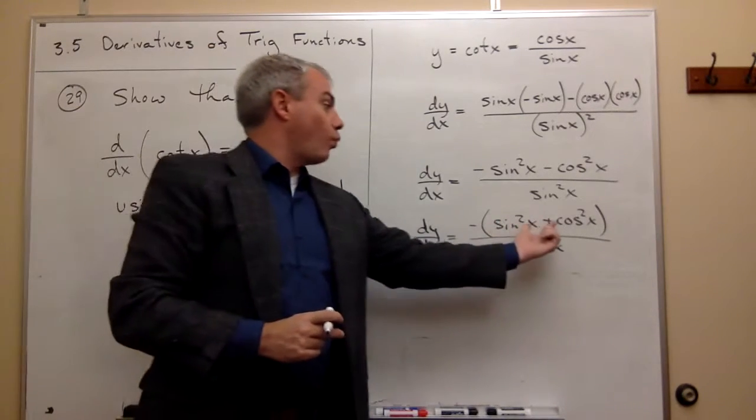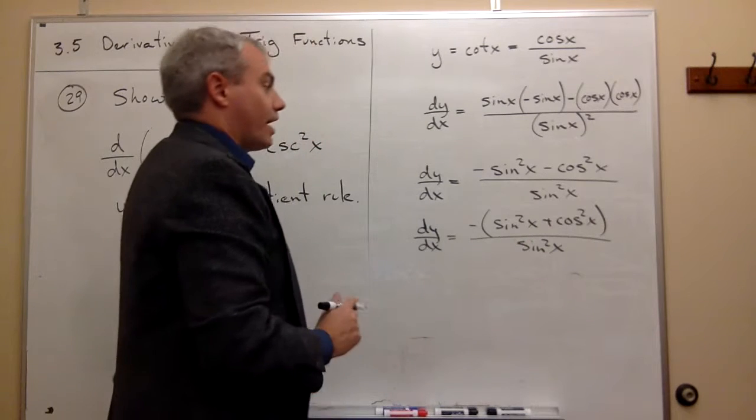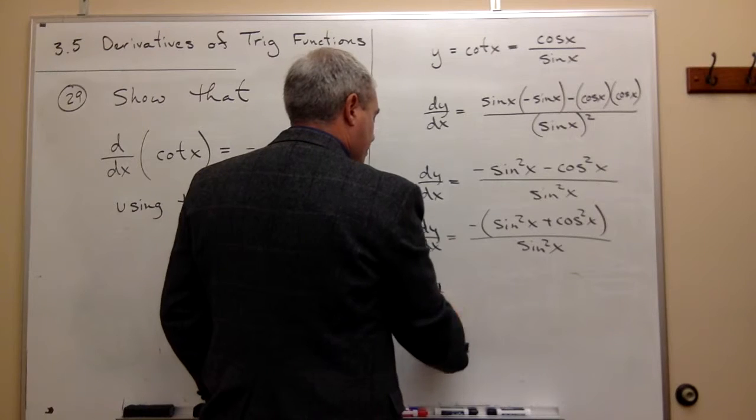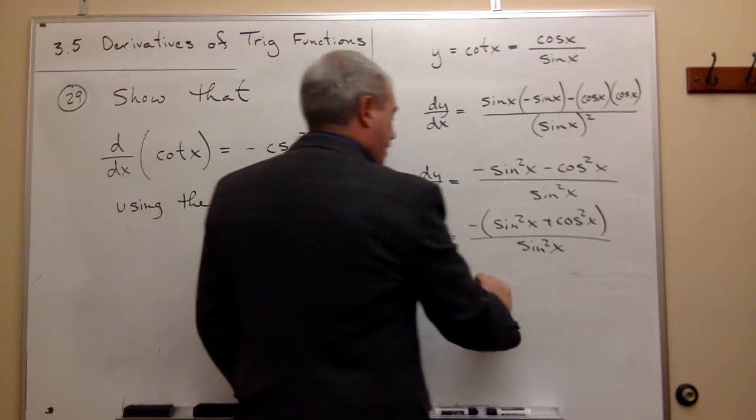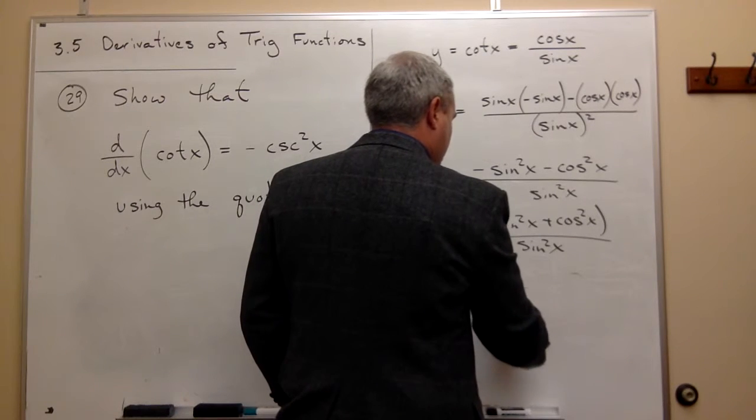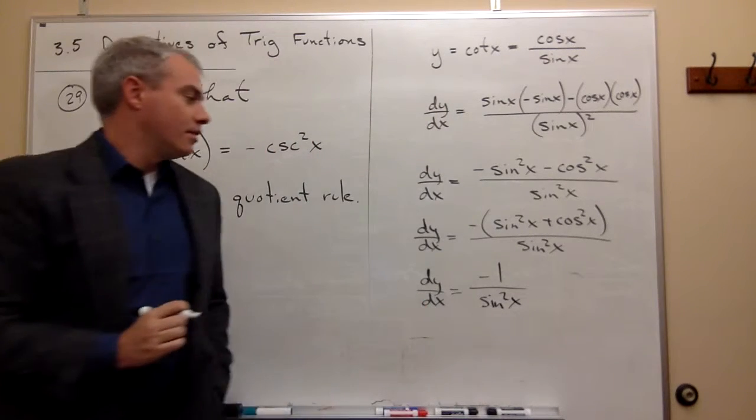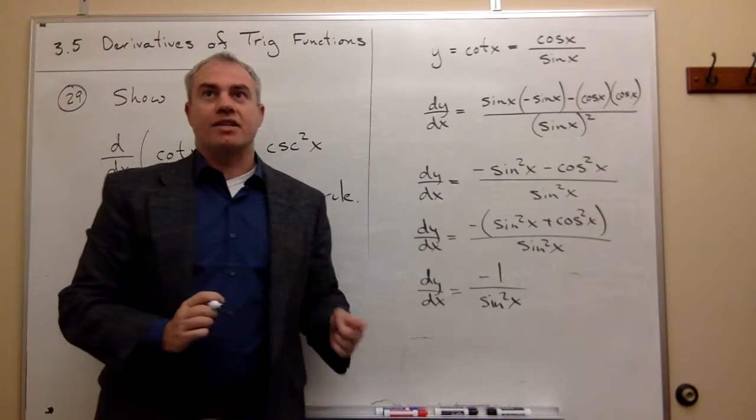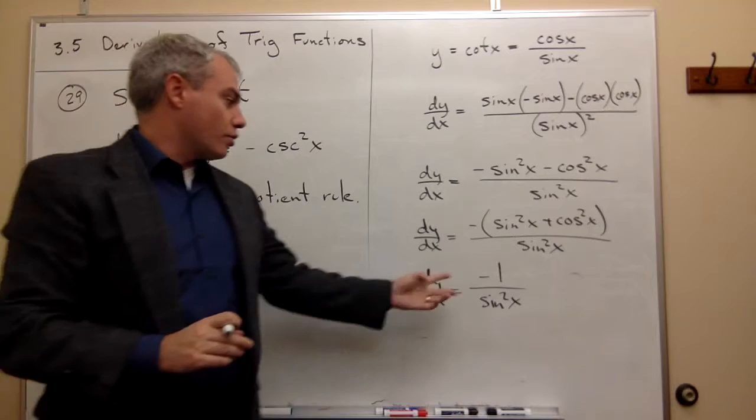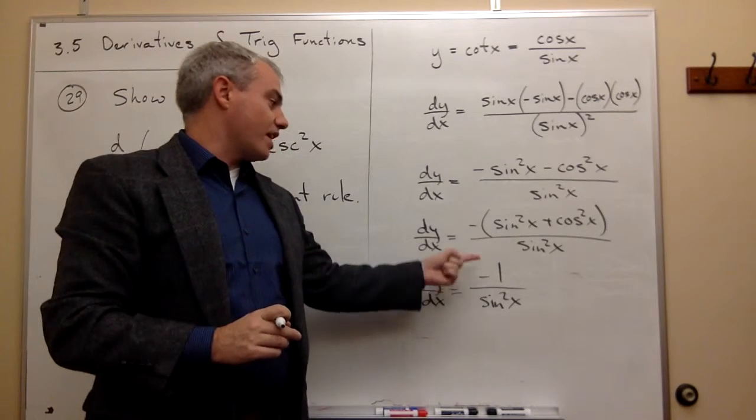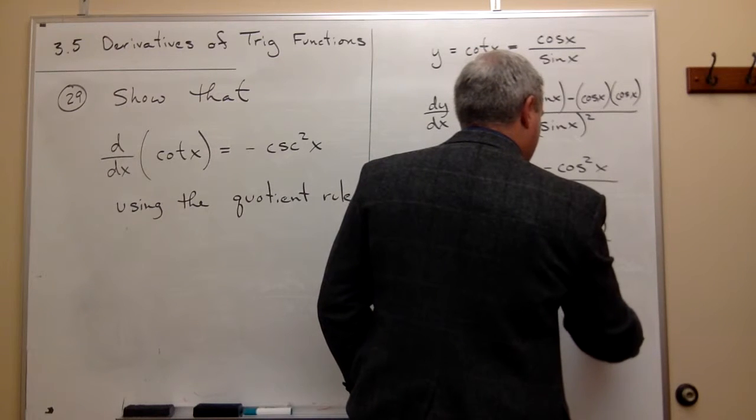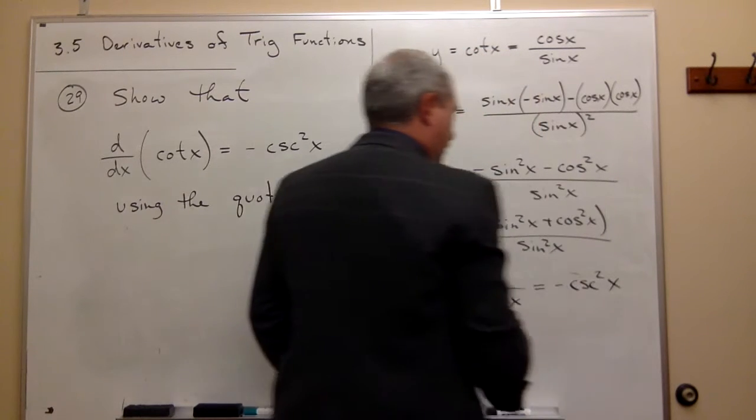So if I replace sine squared x plus cosine squared x with 1, I get the following, that dy over dx is equal to negative 1 divided by sine squared of x. But 1 over sine of x is the exact same thing as cosecant of x. So another way of writing this, if I move these signs up to the top of the fraction, is this is negative cosecant squared of x.